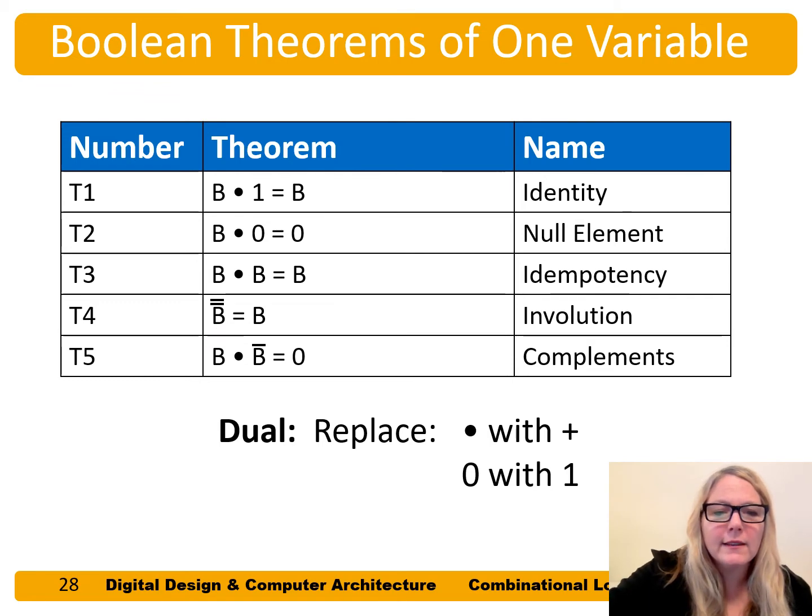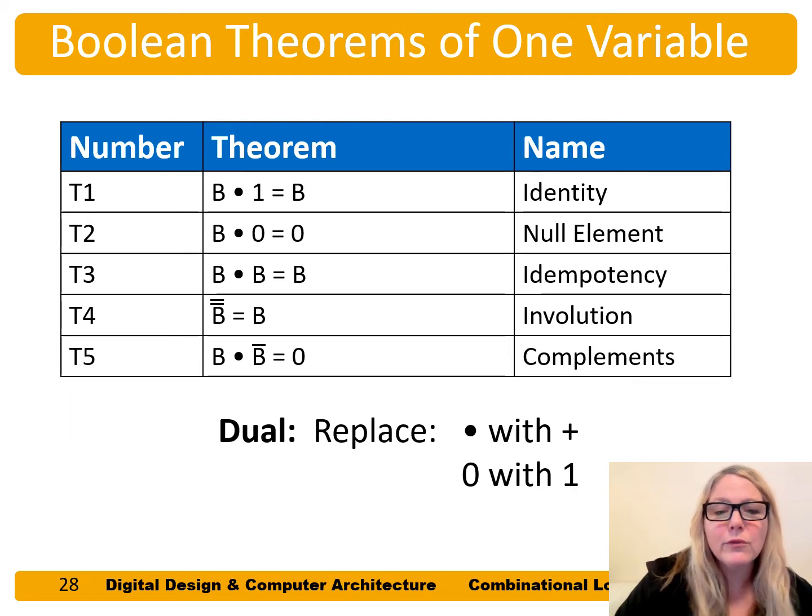And if we and a variable and its complement, we're going to get 0. Why? Well, because one of those terms is going to be 0 no matter what, right? So if B is 0, well, there we go, 0 and anything is 0. Or if B is 1, well, then B bar is 0, and we get 1 and 0 is 0. So no matter what, when we and complements together, we're going to get 0. And again, these theorem numbers are arbitrary, but these names are not.